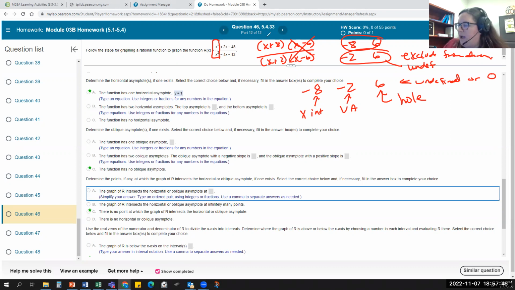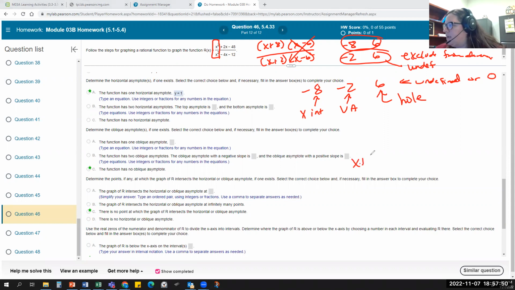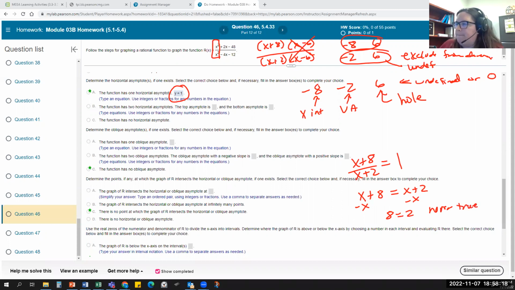But the way to figure it out is you would set the whole function, and I would do the simplified form. So the x plus 8 over x plus 2, set that equal to the horizontal asymptote equation or oblique, whichever equation you had for the horizontal or oblique asymptote. You set the function equal to that, and then you solve. So in this case, we would get x plus 8 equals x plus 2, but the x's cancel, and we get 8 equals 2. Well, that's never true, so we have no intersection.